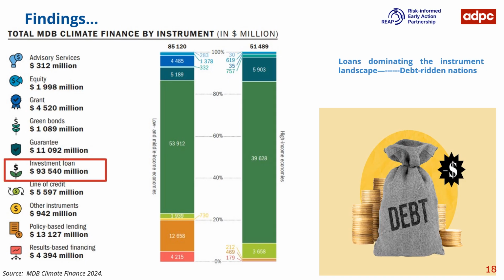Grants and highly concessional finance may be more appropriate for public goods such as early warning, preparedness, community resilience, and support to vulnerable groups. The key takeaway is not that loans are inappropriate, but that instruments must be carefully matched to purpose, risk, and country context.